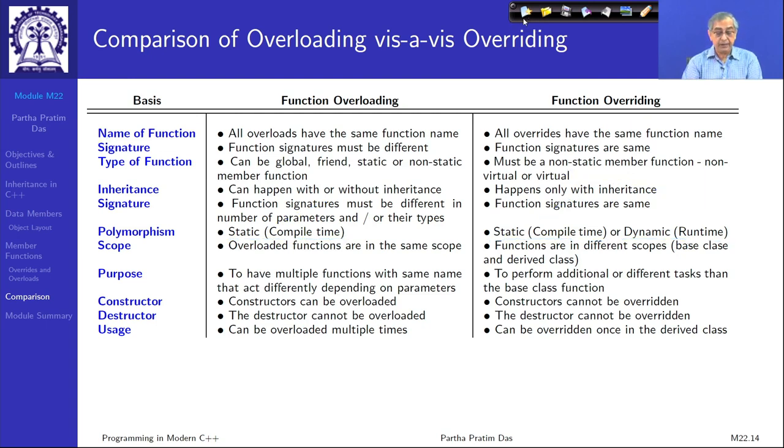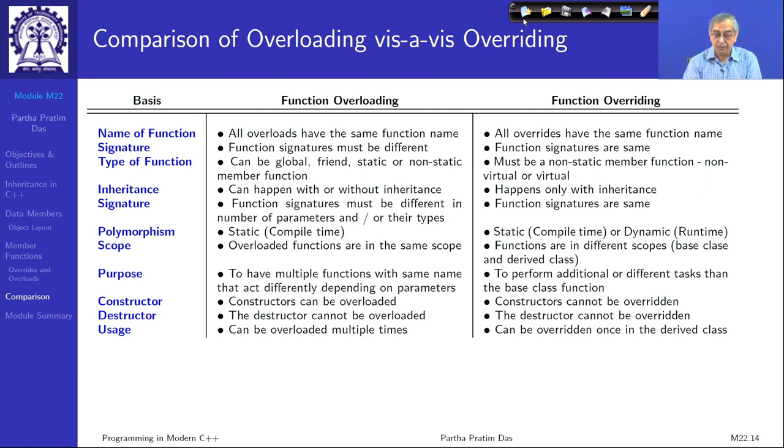Scope, obviously overloaded functions are always in the same scope, but the overriding is happening in two different scopes. So, you have a member function in the base class scope and you have a member function in the derived class scope. So, it is happening across scopes. Overloading will always happen in the same scope. The purpose is clear, to have multiple behaviors for overloading by the same function name, but for overriding the main purpose is to perform a different task than what you have got, right. So, you get a behavior, but you are trying to modify that behavior. It is only applicable in that context.